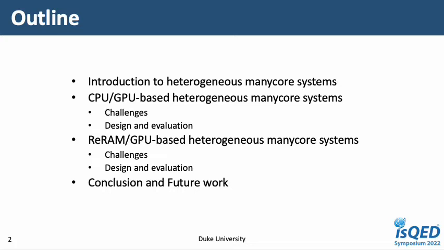This is going to be the outline of the presentation. I will first start with a brief introduction on what is a heterogeneous many-core system, and then I will present two examples of heterogeneous systems. The first one will be a CPU GPU based architecture, and the second one will be a ReRAM GPU based heterogeneous system. In both cases, I will present the design challenges, particularly the challenges in communication, and how we can design the network on chip, and finally I'll show some results in both cases. And finally, I will conclude and present some future research directions.